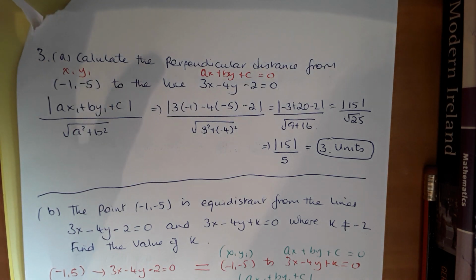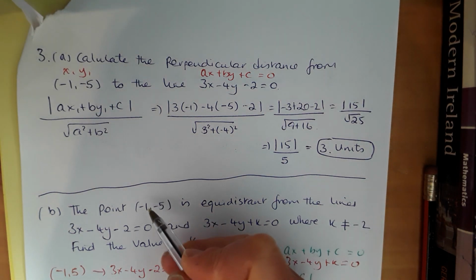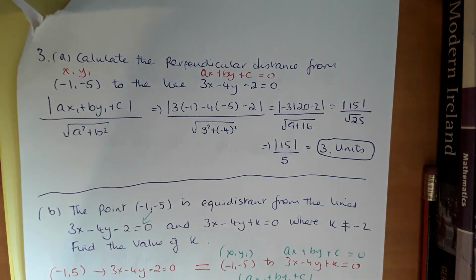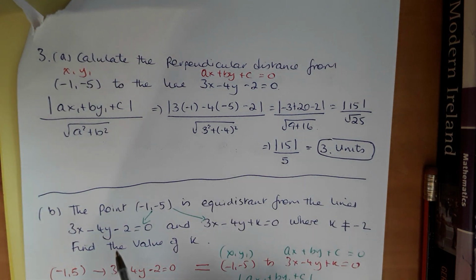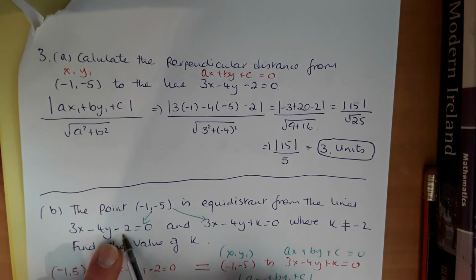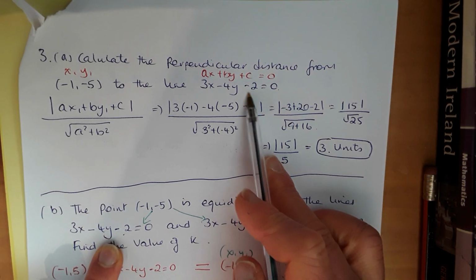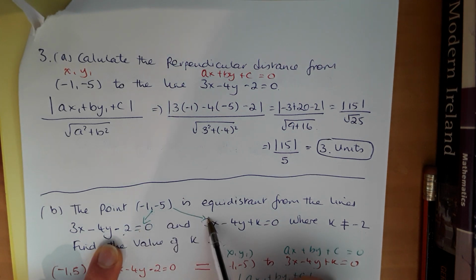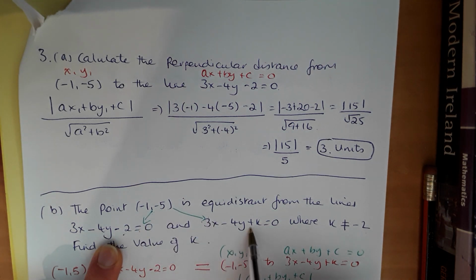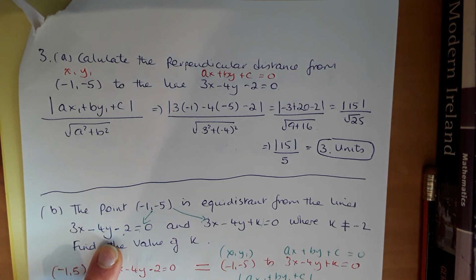So what that means is it's equidistant. It's the same distance. We did that once before. If it's equidistant, then the distance from (-1, -5) to that line is the same as (-1, -5) to that line. Now I've already worked out how far it is away from this line up above. So I know that it's 3 units to this line, so it must be 3 units to this line. So I will now be able to find the value of k.